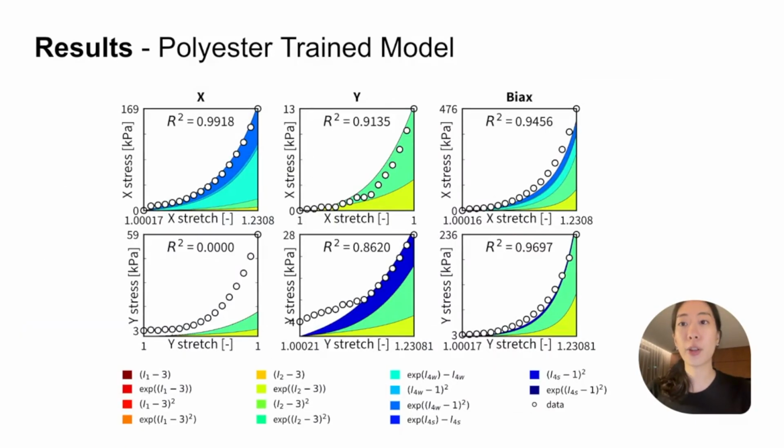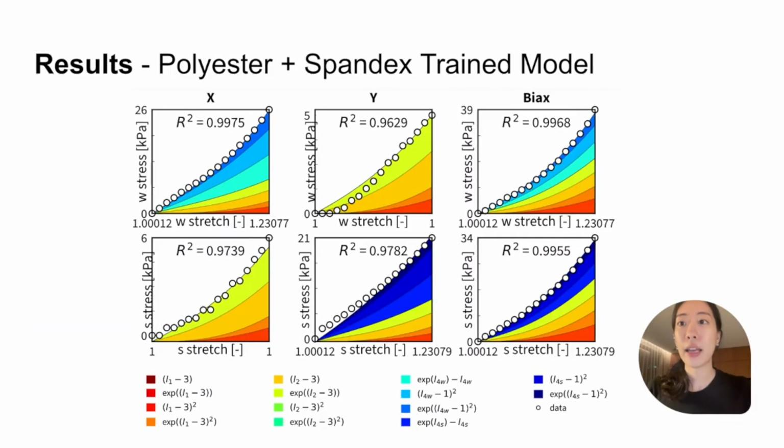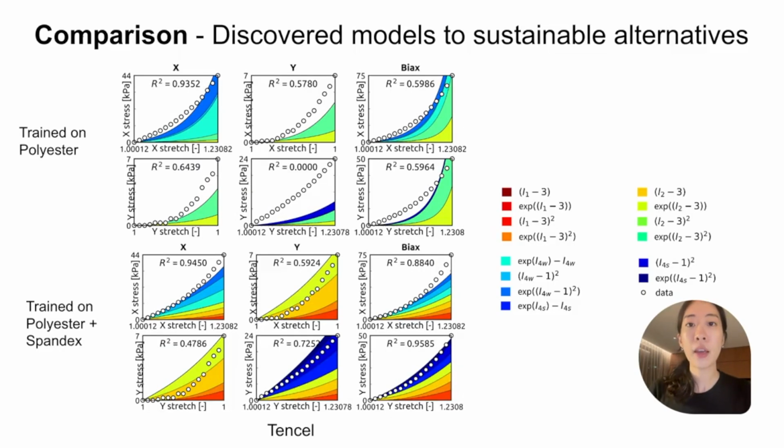This is the result for the polyester trained model. And the next slide shows the result for the polyester plus spandex trained model. We can see that in general, there are better results with the polyester spandex trained model. In other words, the R-squared was generally higher. If we apply the discovered models to the sustainable alternatives, we see that we have the best result for the tencel for both the model trained on polyester and the model trained on polyester plus spandex.